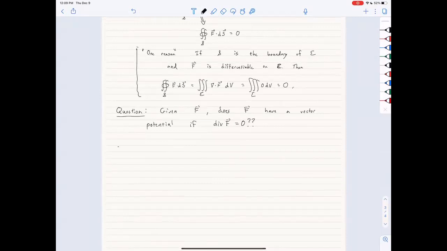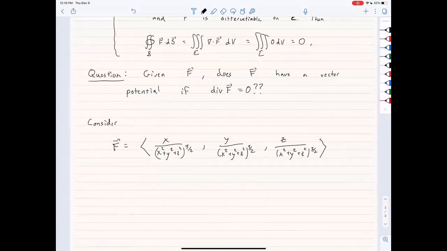Let's consider the following vector field, the vector field we've actually worked with. It's x over (x squared plus y squared plus z squared) to the 3/2, y over (x squared plus y squared plus z squared) to the 3/2, z over (x squared plus y squared plus z squared) to the 3/2. Same denominator in each case.